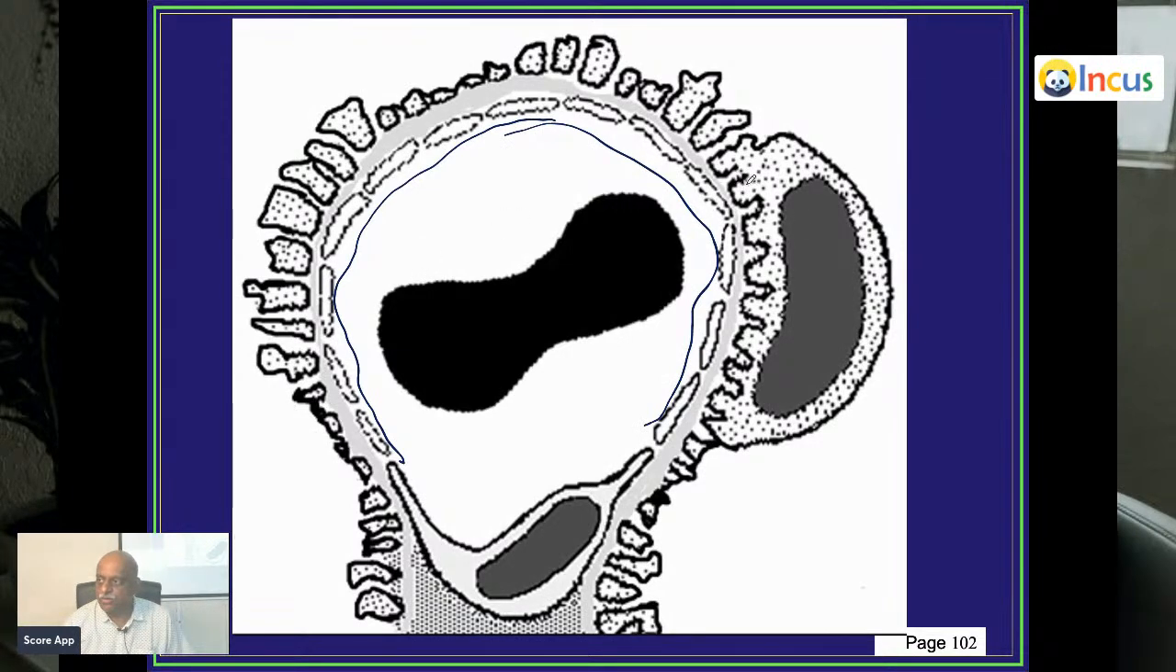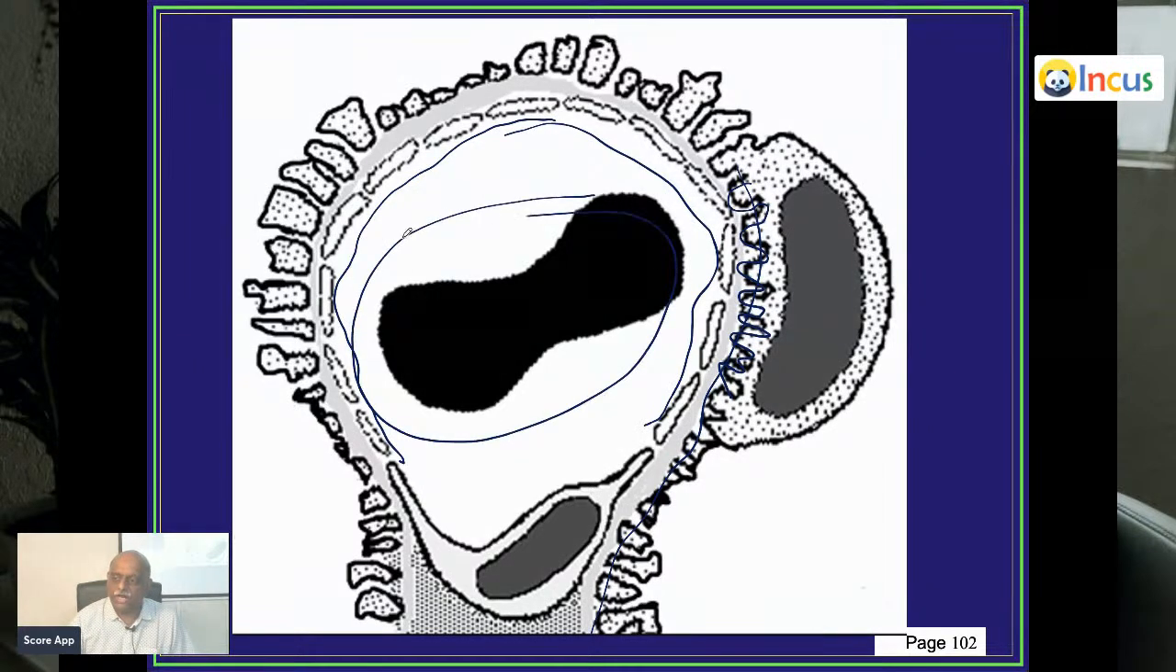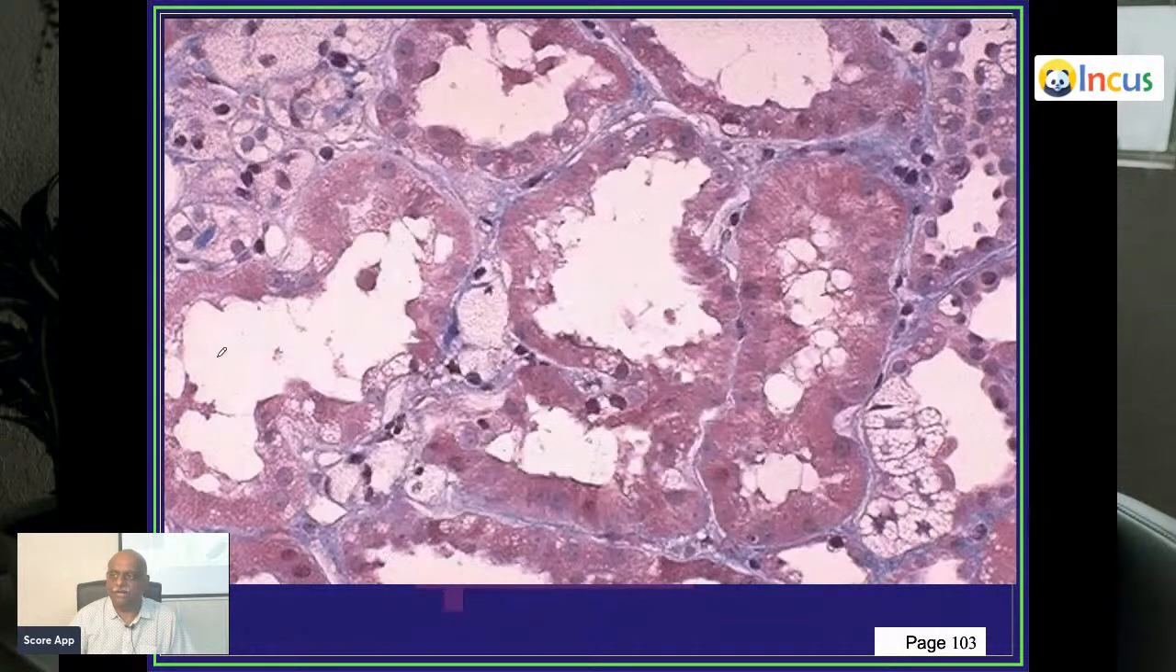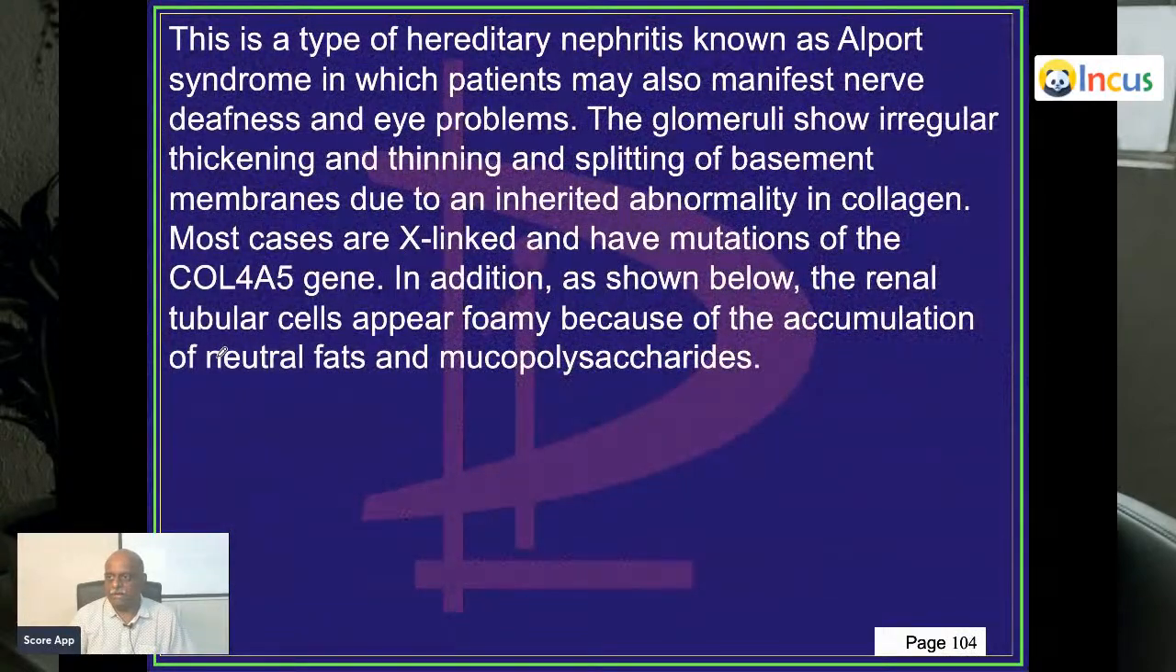Then you have these things which are called podocytes, which are part of the visceral epithelium. Inside the capillary lumen, you have the RBC, is what you are able to see, right? Now, we'll once more come back to that.